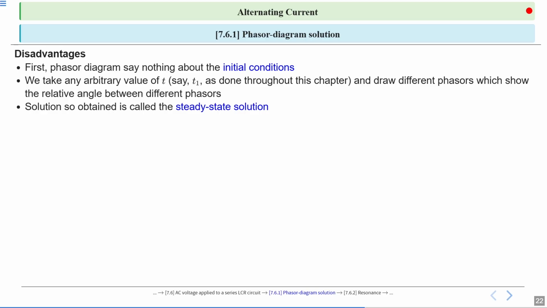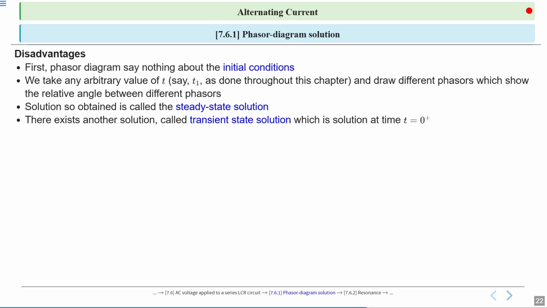That interval of time where current is increasing or decreasing is known as transient time. We only obtain the steady state solution when current is steady. When current is increasing or decreasing, that solution is not obtained by the phasor diagram. So there exists another solution, called the transient state solution, for when current is increasing or decreasing across the capacitor or inductor, which is the solution at time t equal to zero positive. Zero positive means a very small amount of time above zero, negligible, nearly zero.